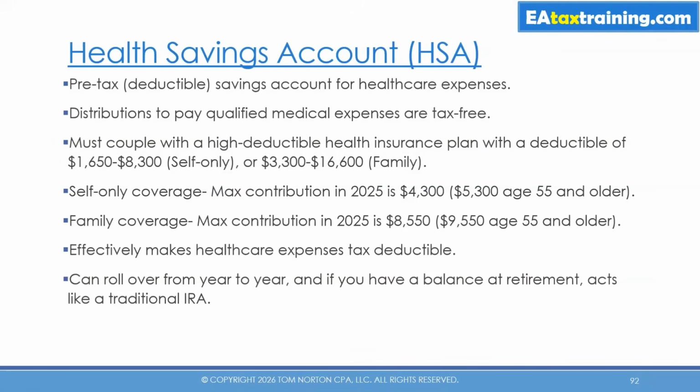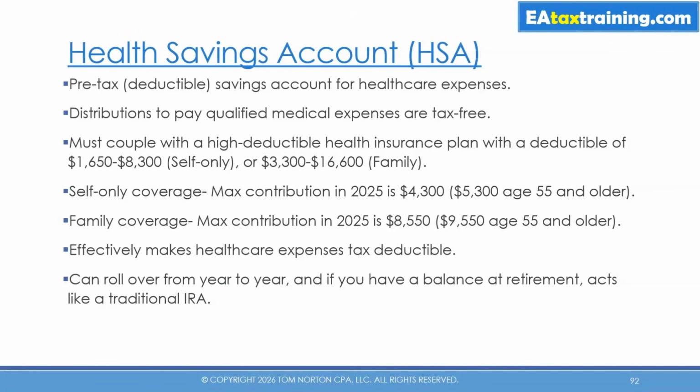In order to make this tax deductible contribution to an HSA, you do have to have a high deductible health insurance plan. What does high deductible mean? Well, if the insurance is just for you only, the deductible has to be at least $1,650 for the year. If it is an insurance plan for your entire family, which could be just you and your spouse, or it could be you and your children, or you, your spouse, and your children. But in any case, if it's more than just you, then the deductible has to be at least $3,300.